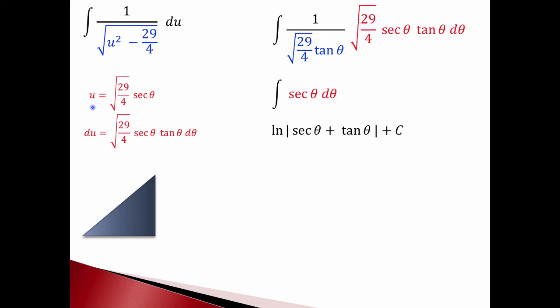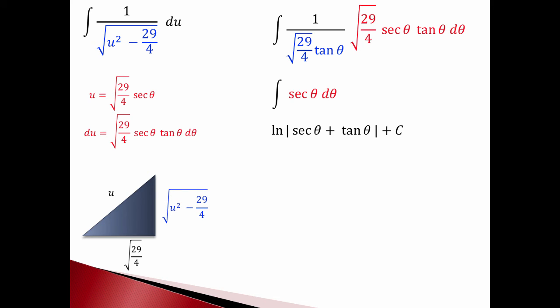So how does secant work? Secant is hypotenuse over the adjacent. Or if you don't like that, it's the reciprocal of cosine, and cosine is adjacent over hypotenuse. So either way you want to think about it, we put u in there as the hypotenuse, and the square root of 29 over 4 in there as the adjacent side. And if we've done all this correctly, the missing side should be the original square root we started with. And sure enough it is, because I need to take the hypotenuse squared, right?